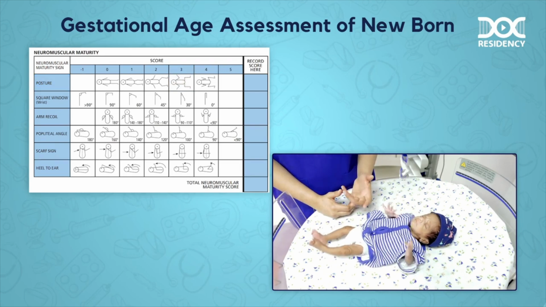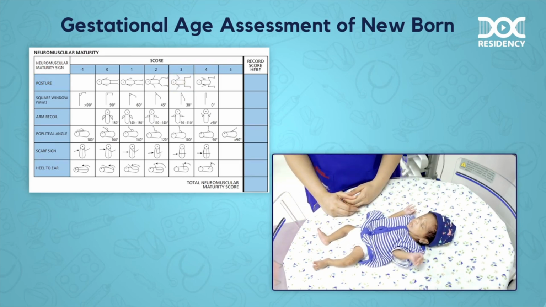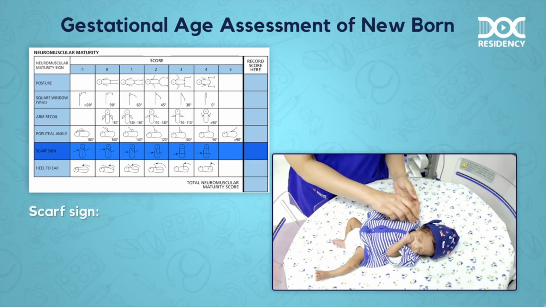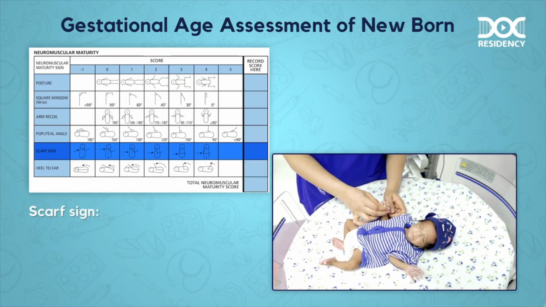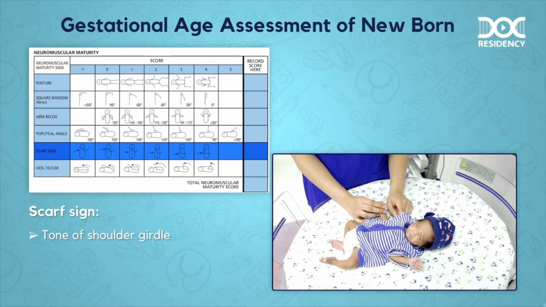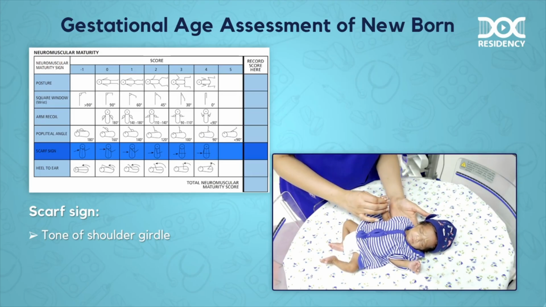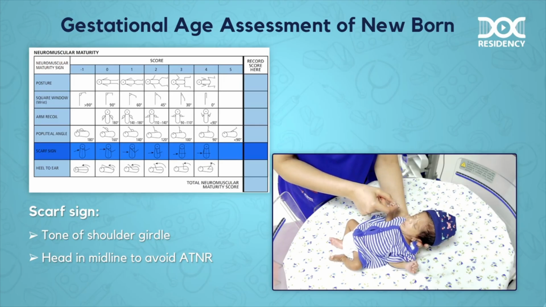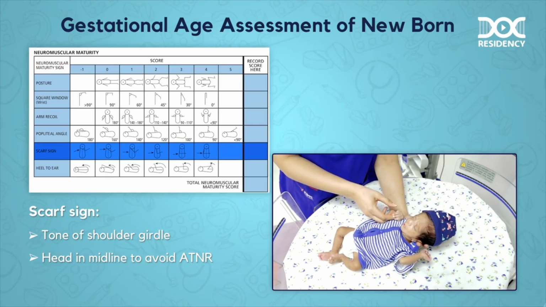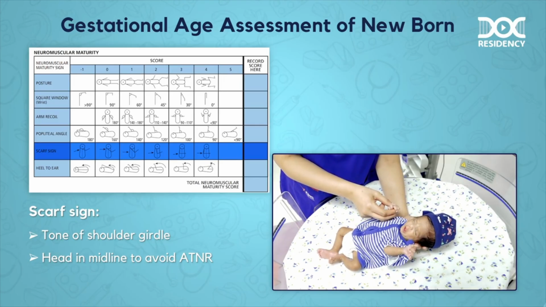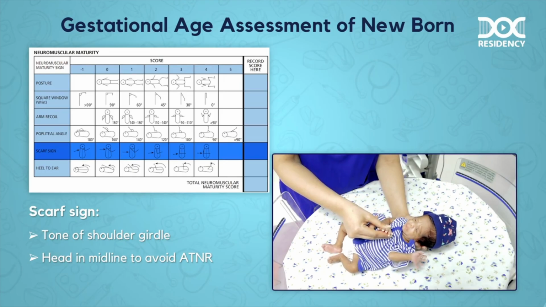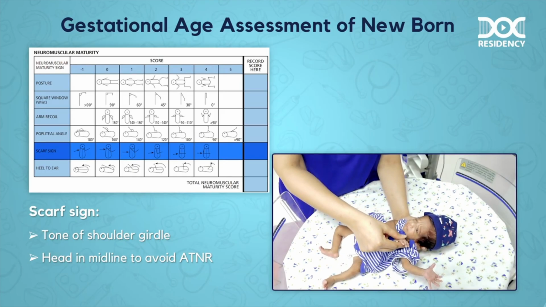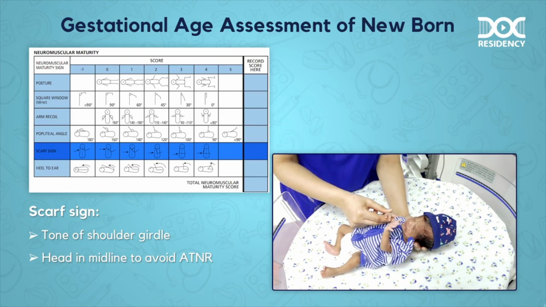Now coming to the next parameter in neurological assessment, which is the scarf sign. So the scarf sign is used to assess the passive tone of the shoulder girdle. For doing this, ensure that the baby's head is in the midline, hold the baby's palm and then slightly nudge the hand towards the opposite shoulder. So try to bring the palm against the opposite shoulder, making sure one doesn't lift the elbow.